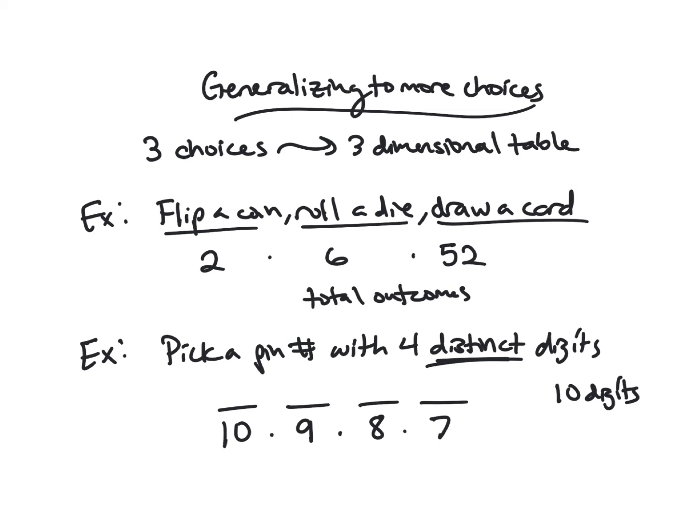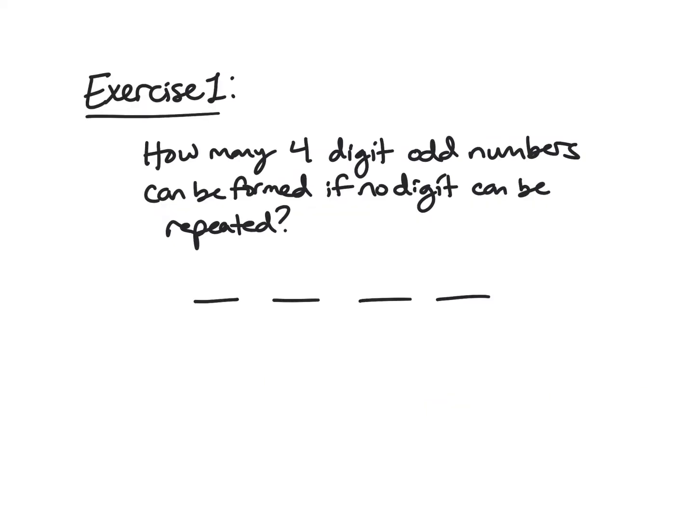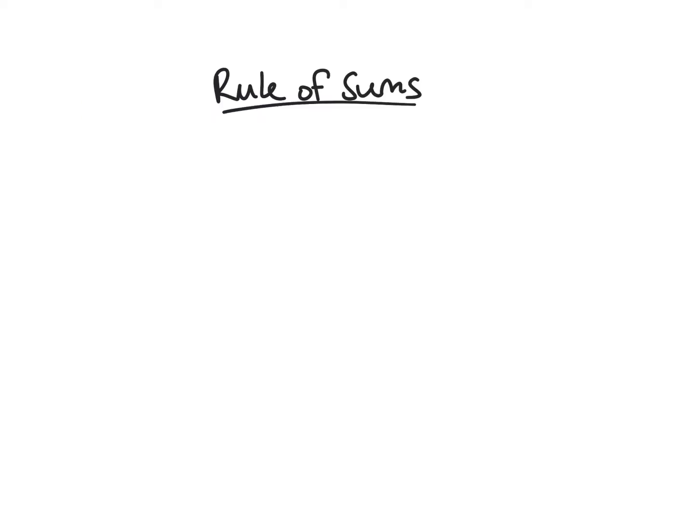All right, for your first exercise, I want you to answer this question. How many 4-digit odd numbers can be formed if no digit can be repeated? As a hint, you want to think about 2 things. Since it's odd, I would start by thinking about what your last digit should be and then go from there. And since it really must be a 4-digit number, are you a little bit limited in terms of what you can start with? Think about those 2 things.